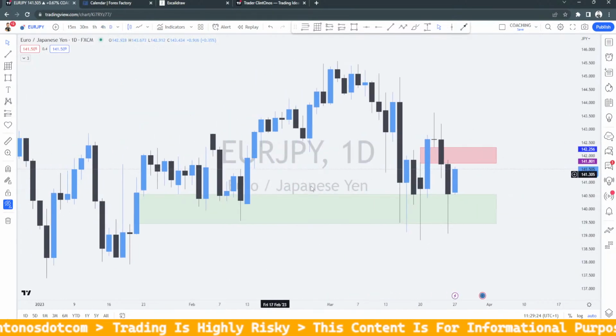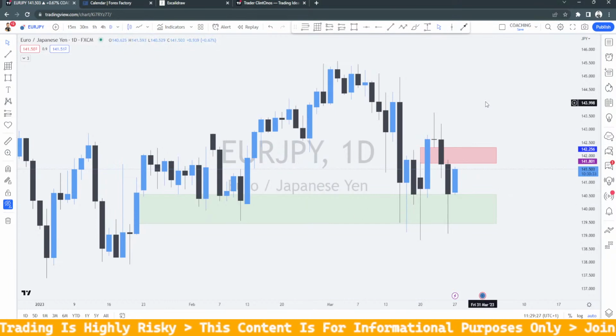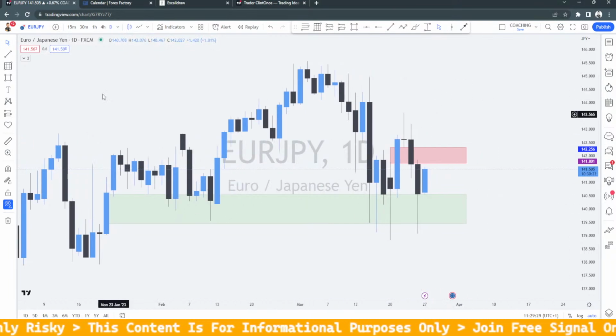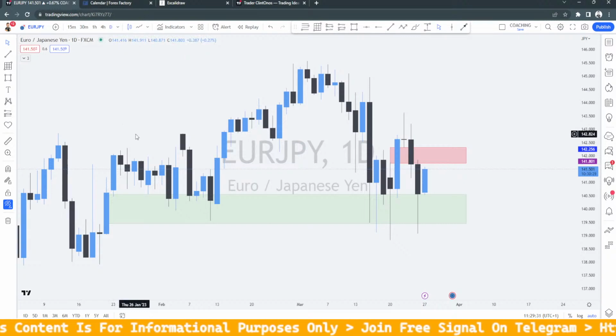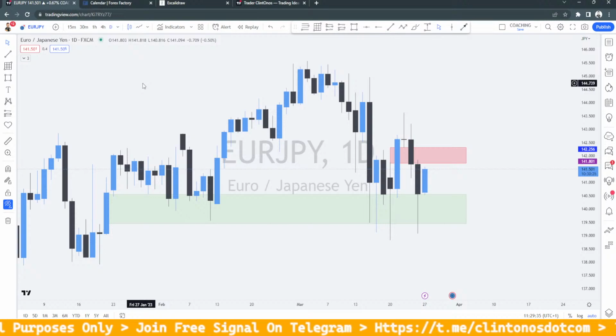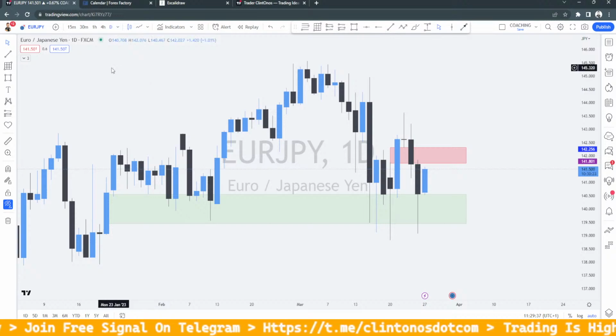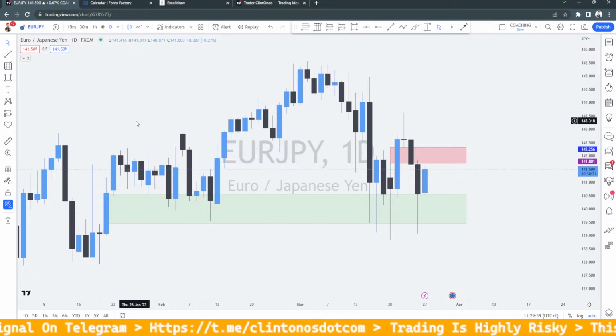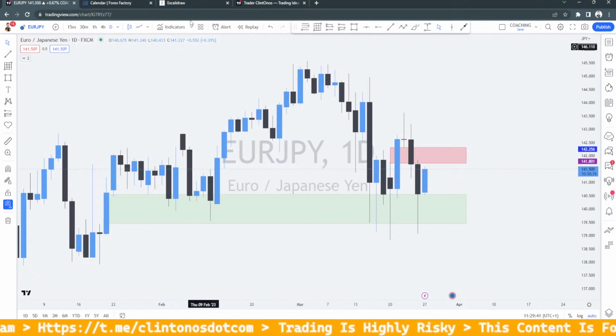All right, so what we can see immediately, I'm looking at the Euro JPY, that's Euro Japanese Yen. Euro Yen, I'm looking at the Euro Yen, right?